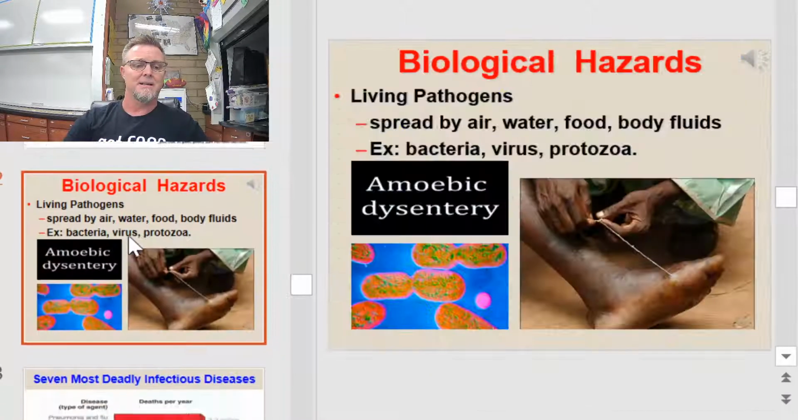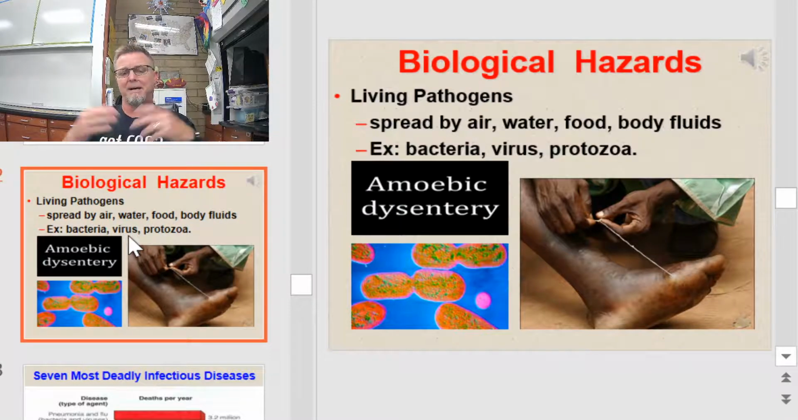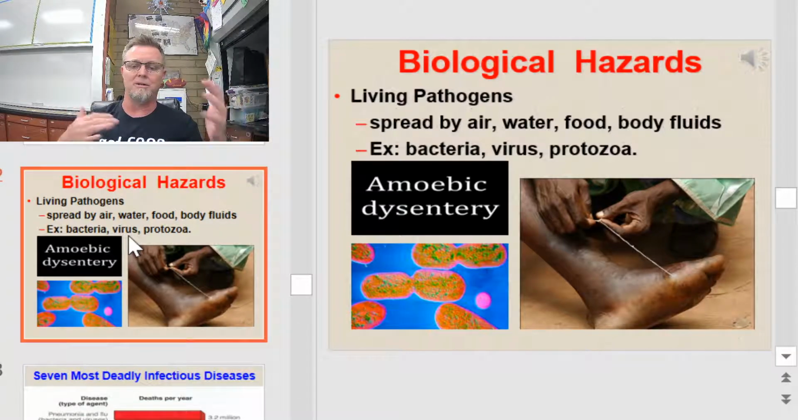Okay. All right. That brings us to some biological hazards. Biological hazards are pathogens that are spread by air, water, food, body fluids: bacteria, viruses. There's even the case of parasitic worms. These are all things that are alive that could potentially make us sick.